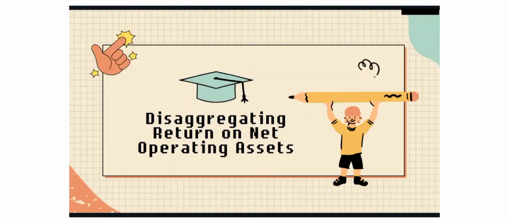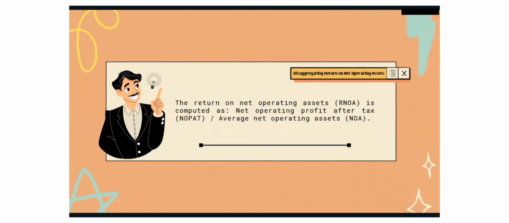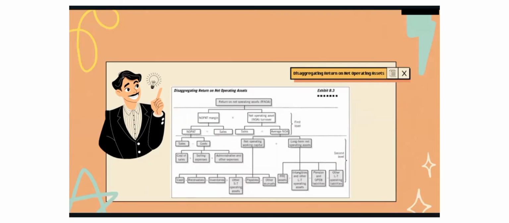Next, I will talk about disaggregating return on net operating assets. The return on net operating assets, or NOA, is computed by the net operating profit after tax, or NOPAT, divided by average net operating assets. As you see in this slide, this is the disaggregation of return on net operating assets. We already know how to get the return on net operating assets, and I would like to give more explanation about this.